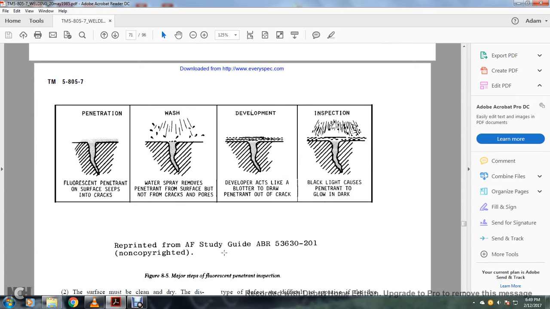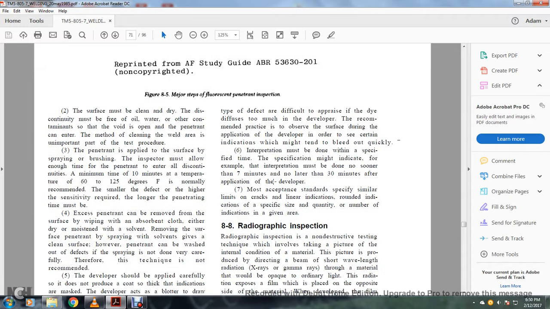Alright, figure 8.5 shows the major steps of fluorescent inspection. Fluorescent penetrant is applied to the surface and seeps into the cracks. Wash or spray to remove the penetrant from the surface, but not from the cracks and the pores. The developer acts as a blotter to draw the penetrant out of the crack. In inspection, black light causes the penetrant to glow in the dark.